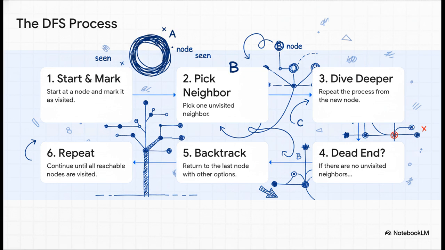Now you're at B, and you do the exact same thing. Find an unvisited neighbor, C, and dive again. You just keep diving deeper and deeper until, bam, you hit a dead end, a node with nowhere new to go. Only then do you backtrack. You go back to the last spot that had another choice you didn't take, and you start exploring from there. It's this simple, repeated process that guarantees you cover everything.